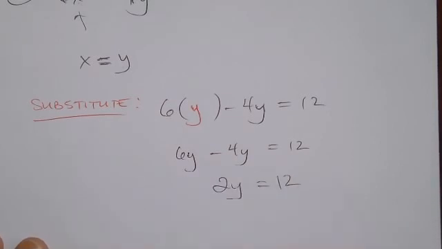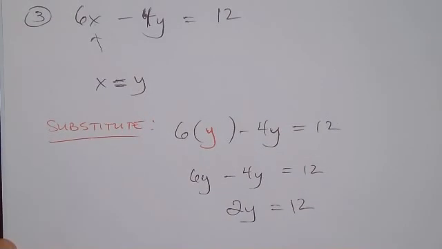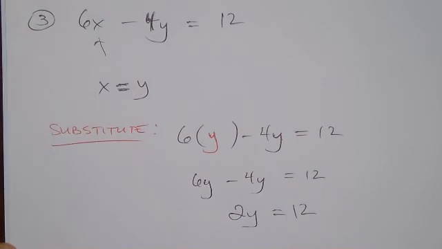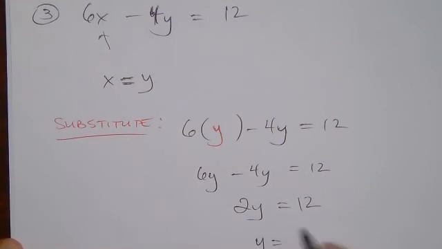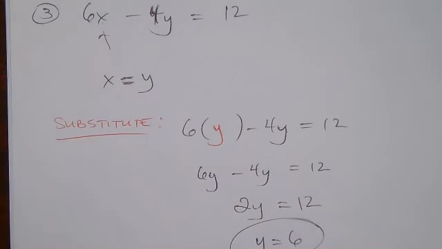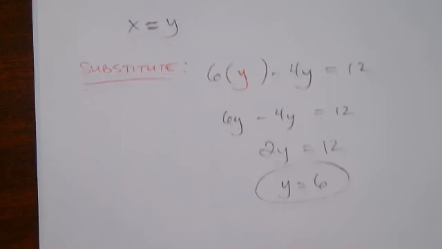Oh, this is going to come out nice. What's 6y take away 4y? Oh, wow, here we go. 2y is equal to 12. Oh, I got a good answer. I got a nice whole numbered answer. Sometimes you'll get fractions and they get sloppy, but the process is the same. Everybody get the answer, y is equal to 6?